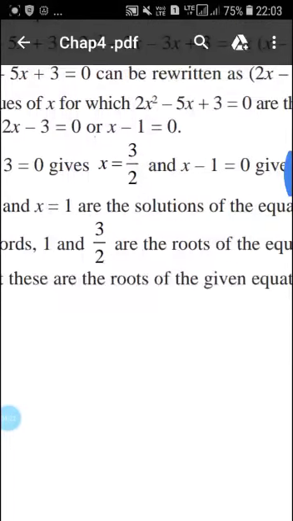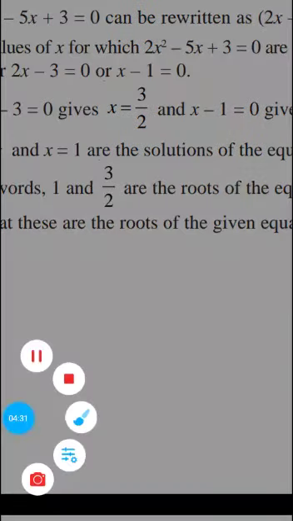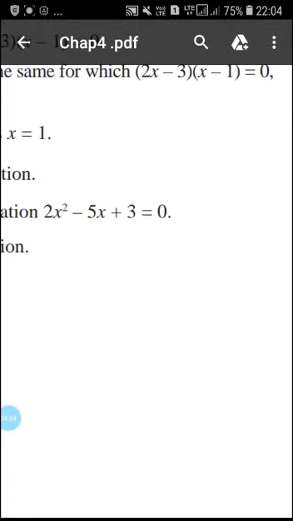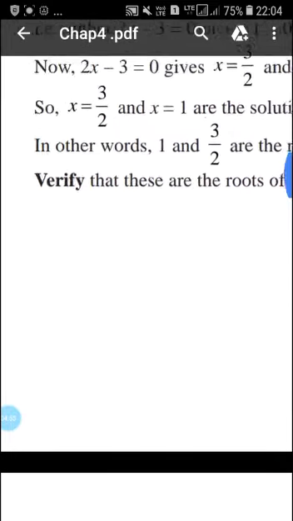So x is equal to 3 by 2 and x is equal to 1 are the solutions of the quadratic equation. And we have learned in the property also that the zeros of the quadratic polynomial and the roots of the quadratic equation are both the same. So we can say that 1 and 3 by 2 are the roots of the equation 2x square minus 5x plus 3 is equal to 0.